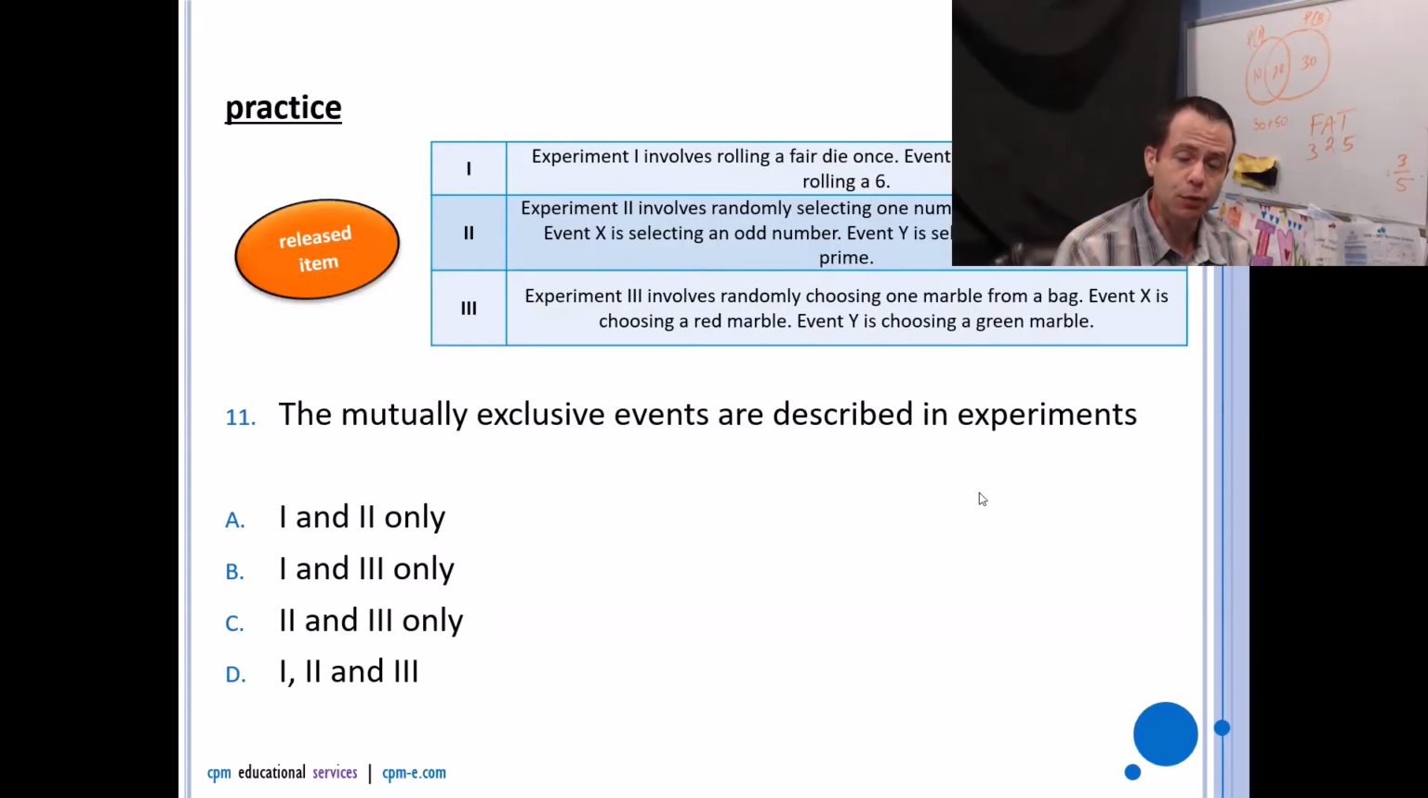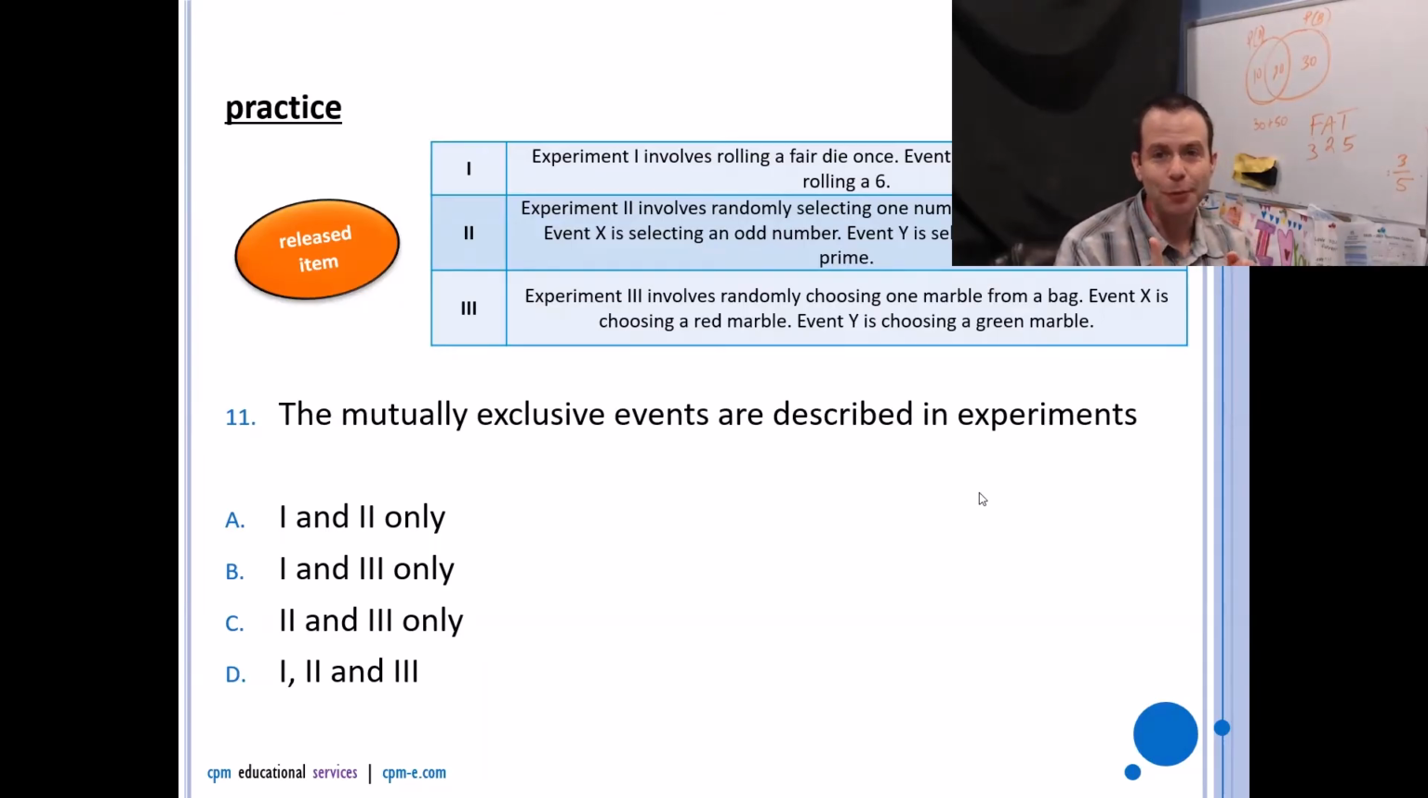Experiment 2 involves randomly selecting one number from 1 to 10. Event X is selecting an odd number. Event Y is selecting a number that is prime. Can I select an odd and prime number at the same time? Yes, a perfect example of that is 3 or 7. So there is an overlapping region there, which means those are not mutually exclusive.